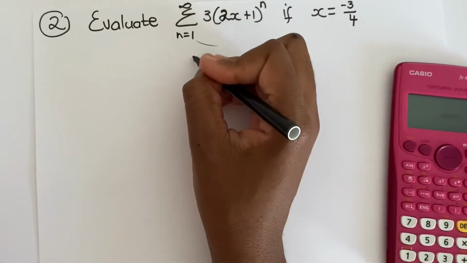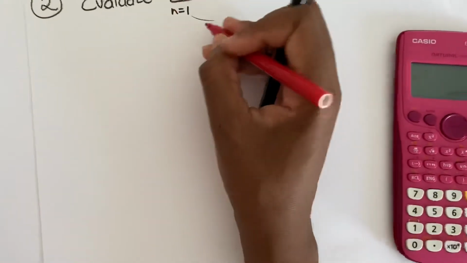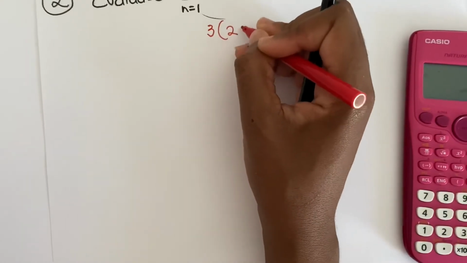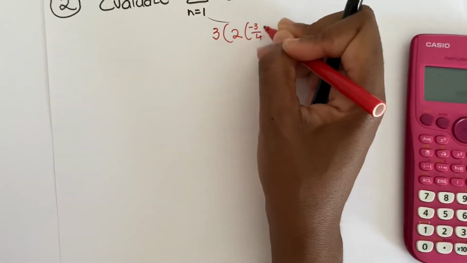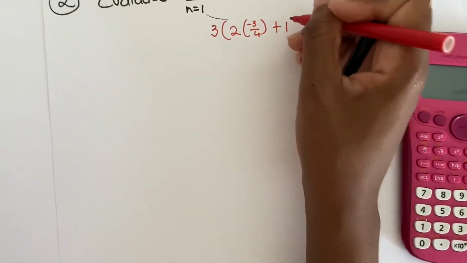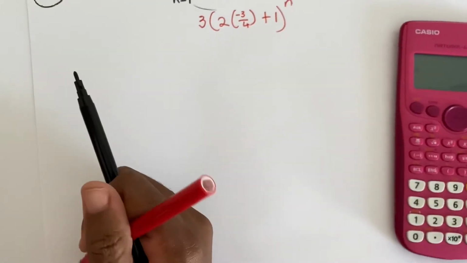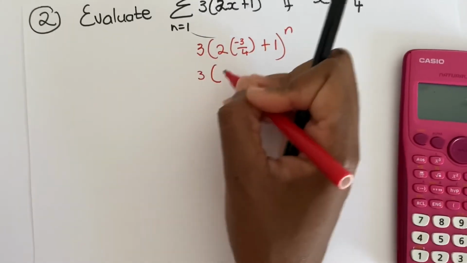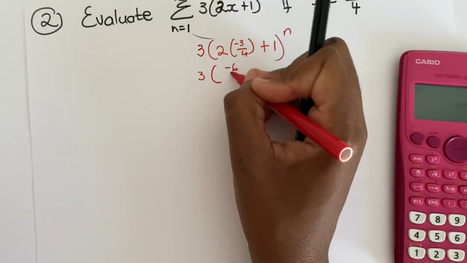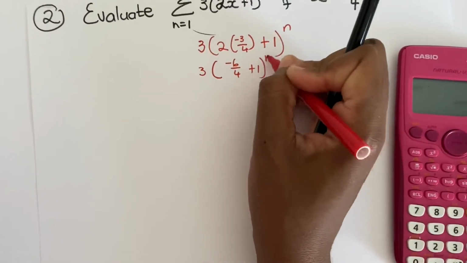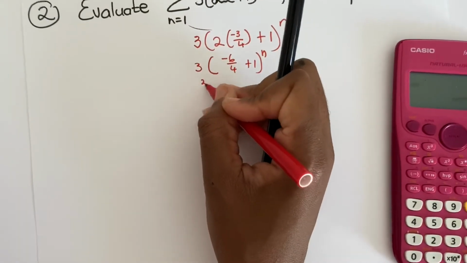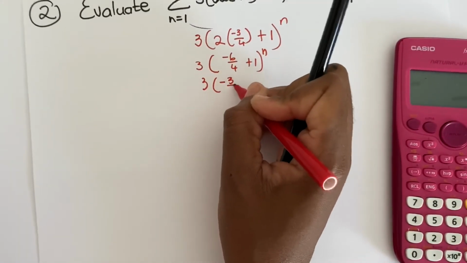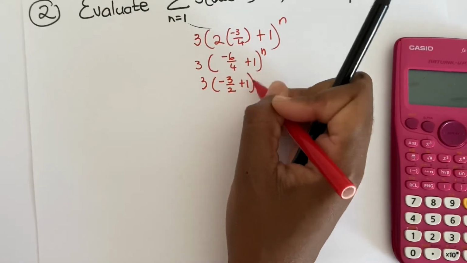That is basically just going to give me 2 times negative 3 over 4 plus 1, all to the power n. That is basically what it is. What is that going to give me? This is negative 6 over 4 plus 1 to the power n, which is just negative 3 over 2 plus 1 to the power n.